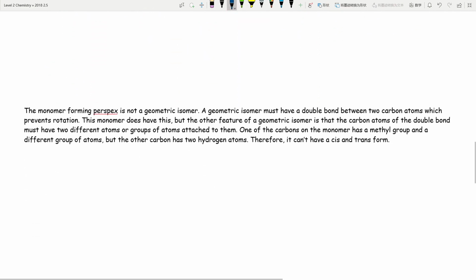Okay, so this is your typical Excellence question for level 2 chemistry. So it cannot have a geometric isomer: it must have a double bond, which prevents rotation. The monomer has this, however, each carbon of the double bond must have two different atoms or groups of atoms attached to it. So if the other carbon has two hydrogen atoms, therefore you can't have cis and trans isomers. Okay, very straightforward. It's the same old question every single year.